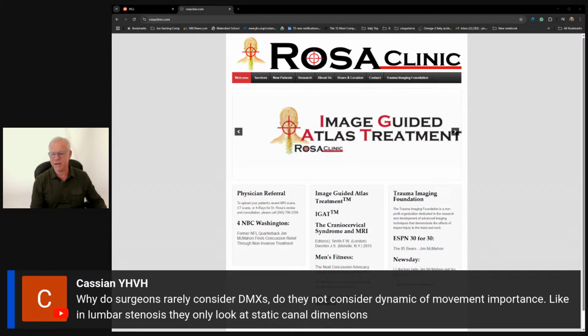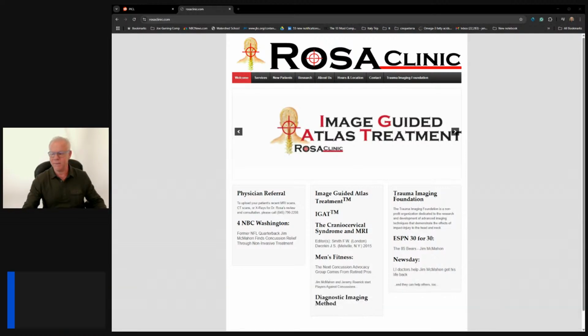KCN, why do surgeons rarely consider DMXs? Do they not consider dynamic of movement importance? Like in lumbar stenosis, they only look at static canal dimensions. Yeah, well, in the lumbar spine, DMX doesn't work as well because it's hard to push through. That's really more of a lumbar flexion extension x-ray, which many surgeons do use because these days insurance companies are giving them a hard time operating without some evidence that there is some instability, meaning fusion for instability. As far as DMXs and surgeons are concerned in the cervical spine, again, I think you're going to see those 5 surgeons would know what to make of a DMX, and they do about 80% of this elective surgery. Your average surgeon doesn't do this surgery, so he has no idea what he's looking at when it comes to a DMX. But those 5 surgeons will know what a DMX is.